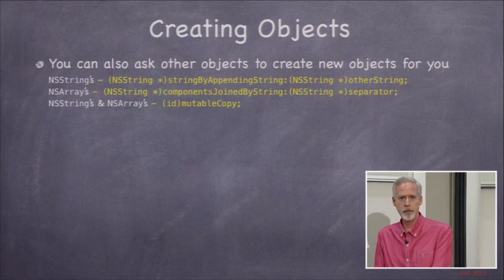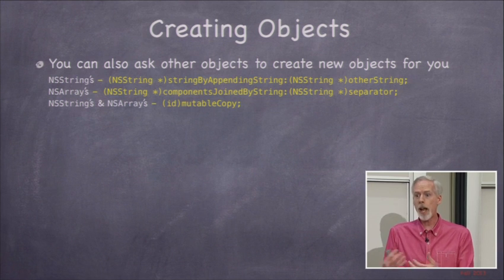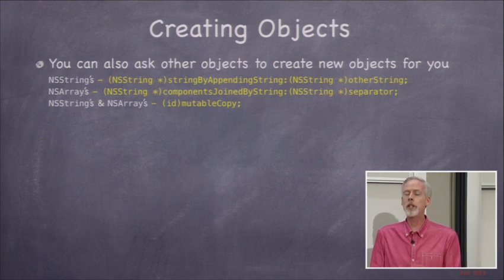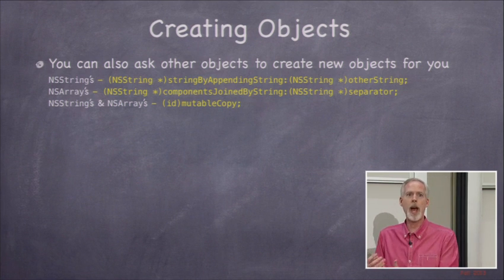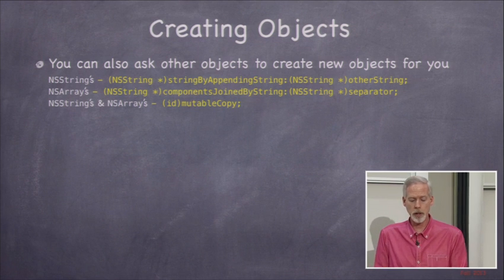You give it a second string, and it will create a new string for you. Since strings are immutable, NSString is immutable, it creates a new string that is the string you sent it to with the one you passed as an argument added on, right? So there it's creating a new object for you, okay?